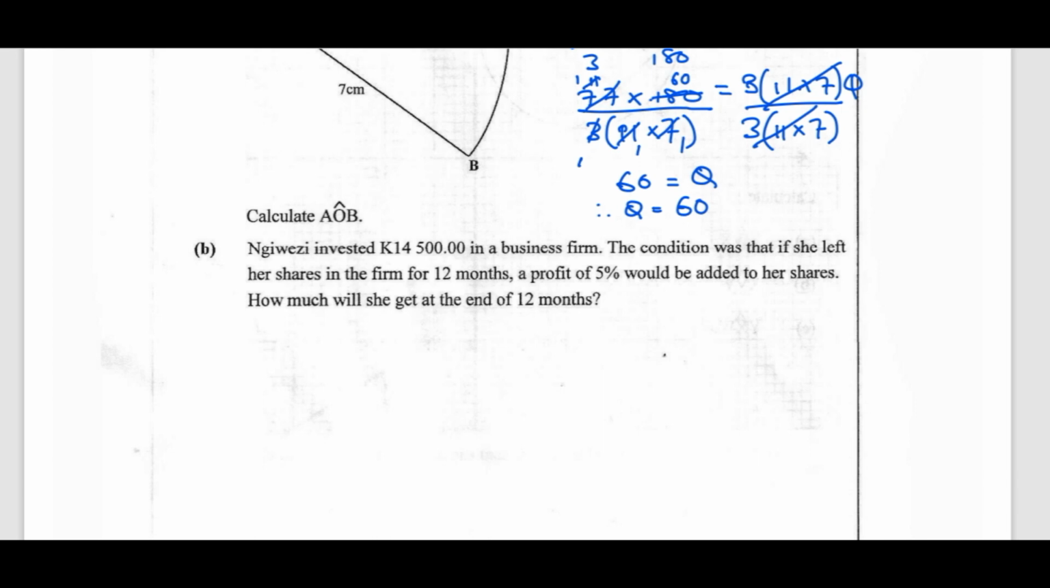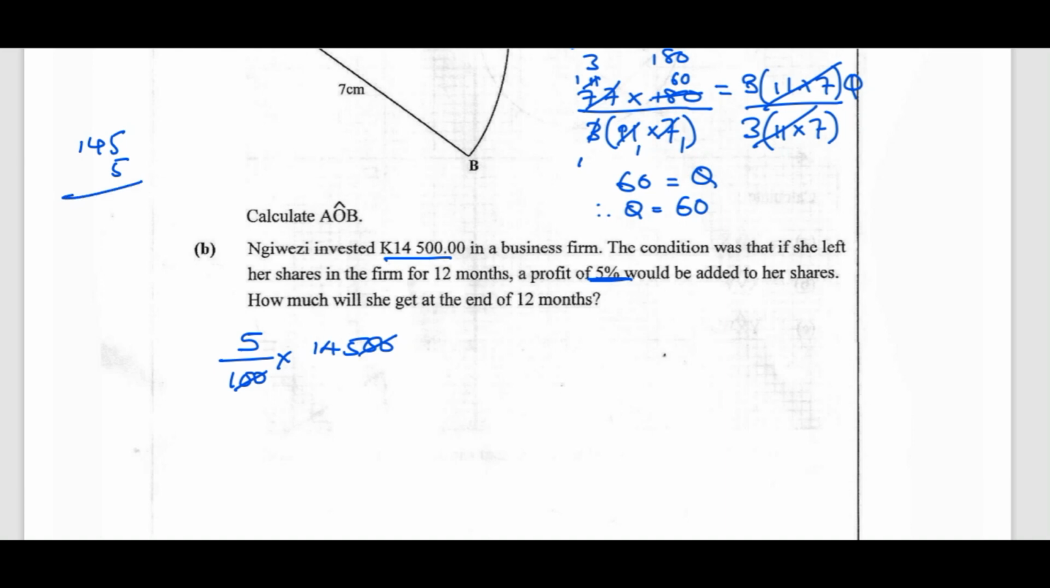The first thing that you have to do is to find the percentage. So, let us find the percentage of this lady. So, we would say 5 over 100 times this amount, which is 14,500. So we can say these zeros and these zeros will cancel. And then we multiply 5 times.